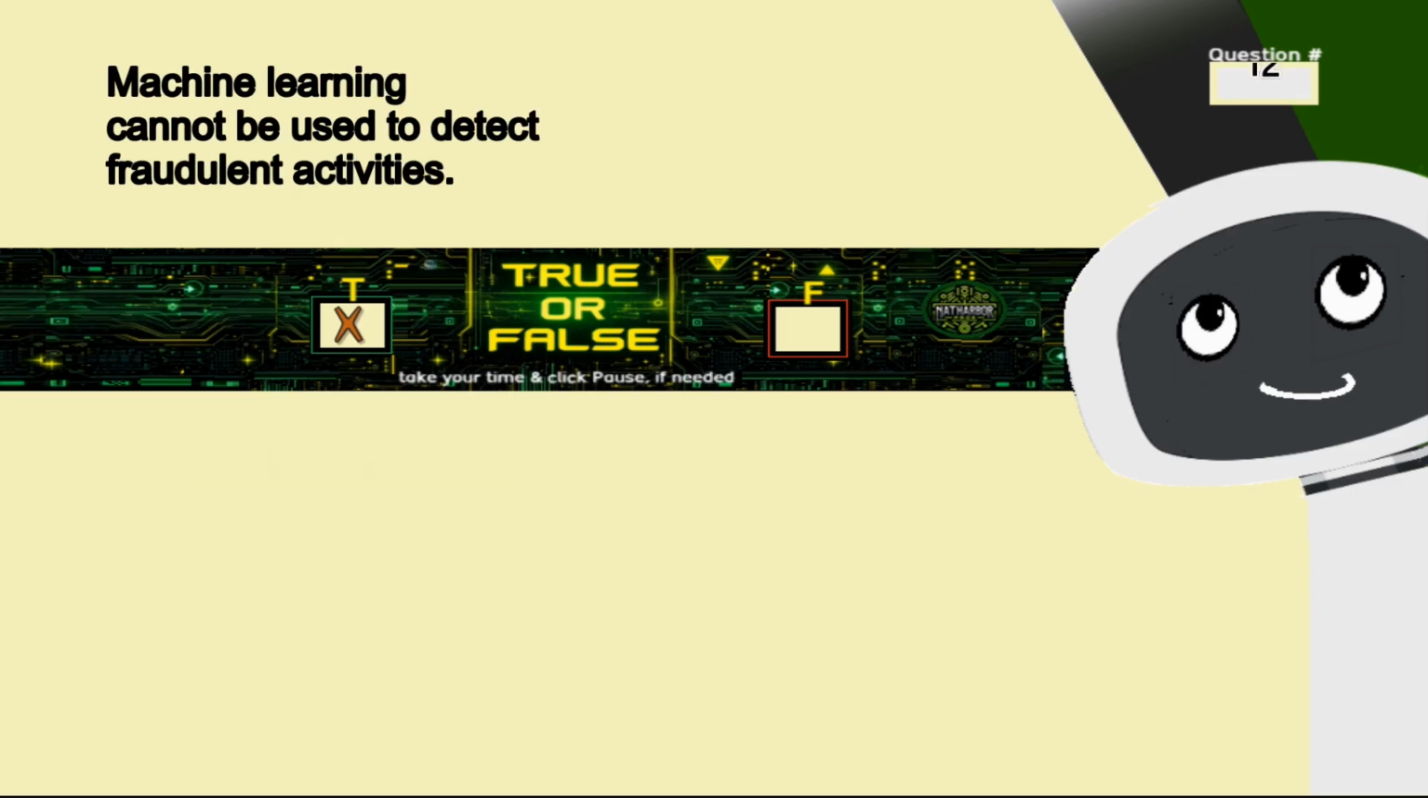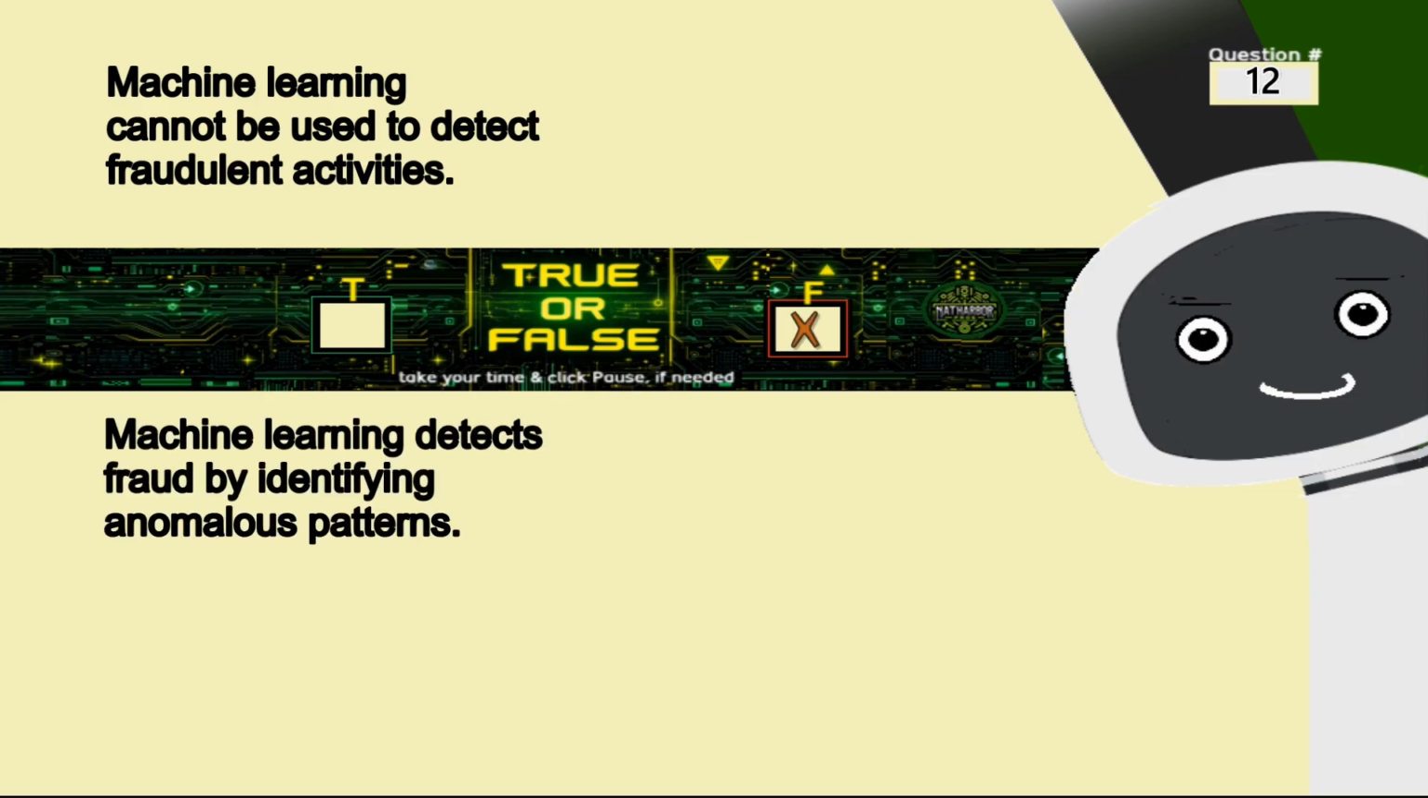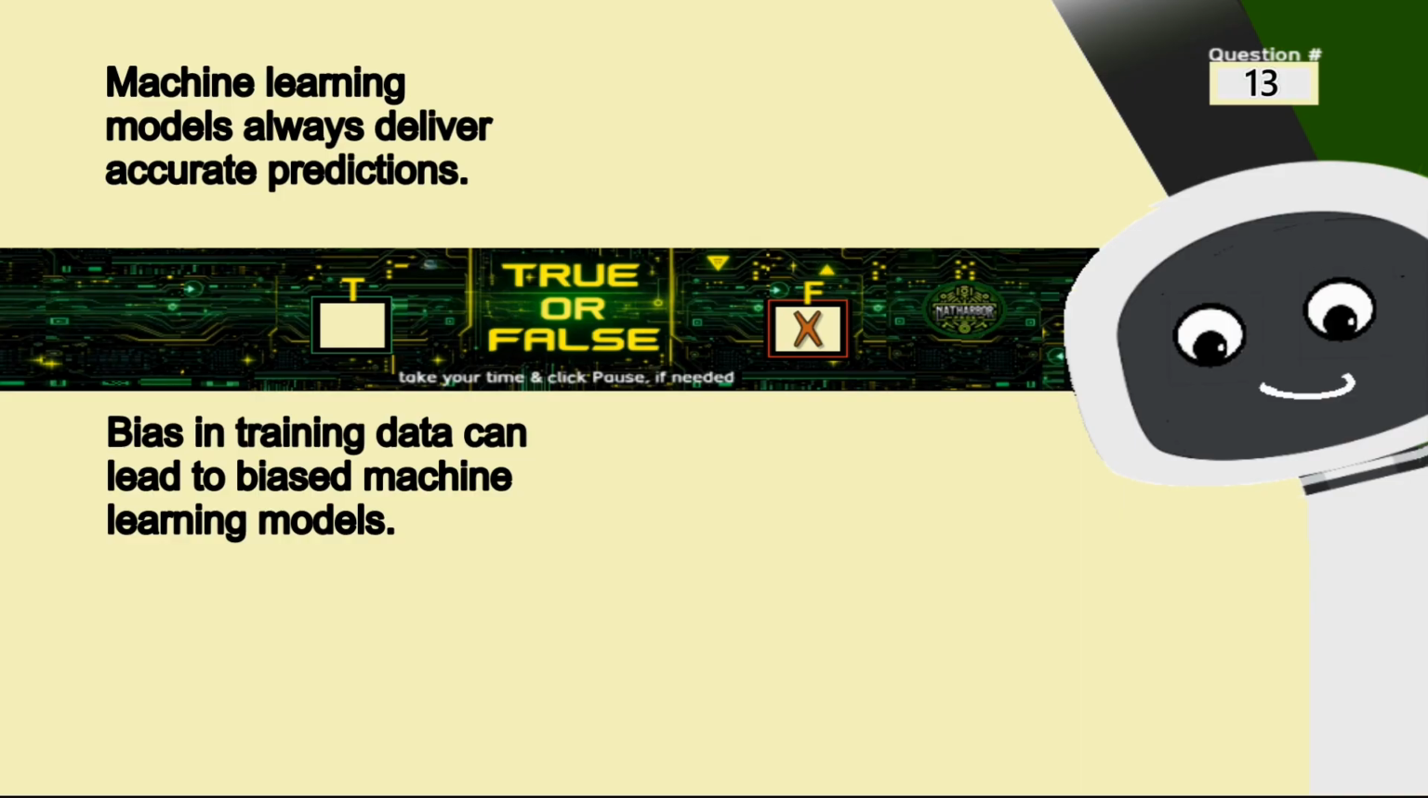True or false? Machine learning cannot be used to detect fraudulent activities. That is false. Machine learning detects fraud by identifying anomalous patterns. True or false? Machine learning models always deliver accurate predictions. Of course, this is false. Bias in training data can lead to biased machine learning models.